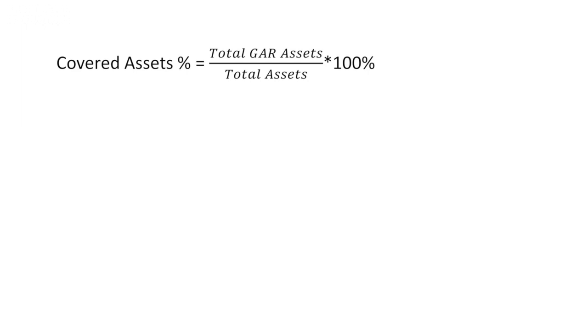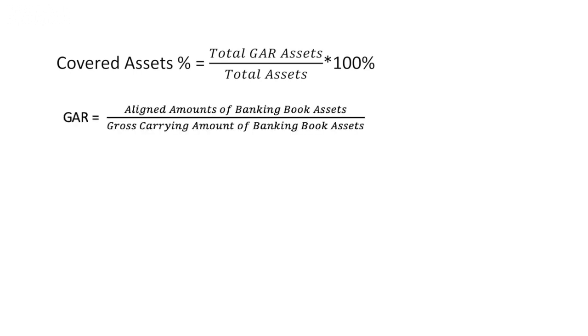Therefore, the taxonomy requires computing the proportion of total banks' assets that are covered by the GAR KPI. Covered assets are assets that are included in the denominator of GAR. So, they are covered by the GAR calculation.